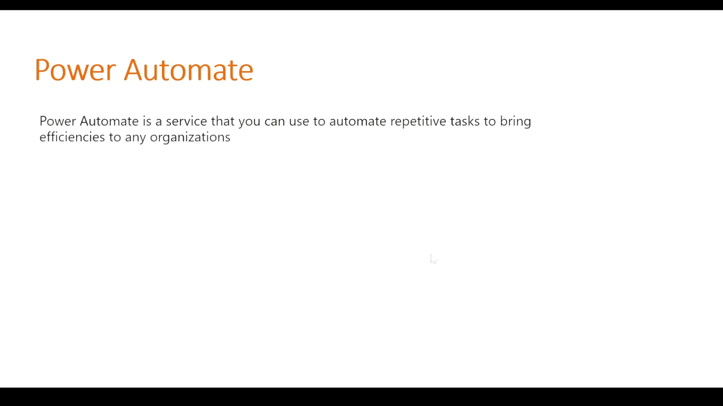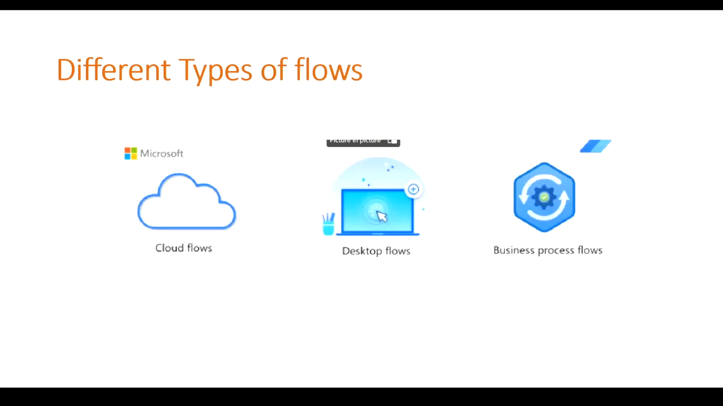Hello all. In this video, I'm going to show what is Power Automate and give an overview of Power Automate flows. Let's start with Power Automate. Power Automate is a service that you can use to automate repetitive tasks to bring efficiencies to any organization. And we have three different types of flows, that is cloud flows, desktop flows, and business process flows.